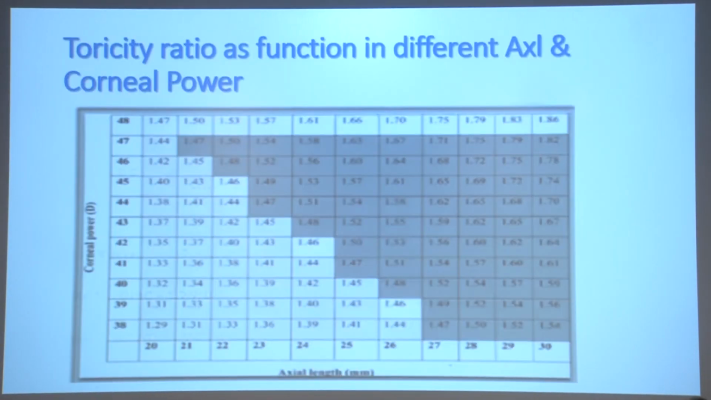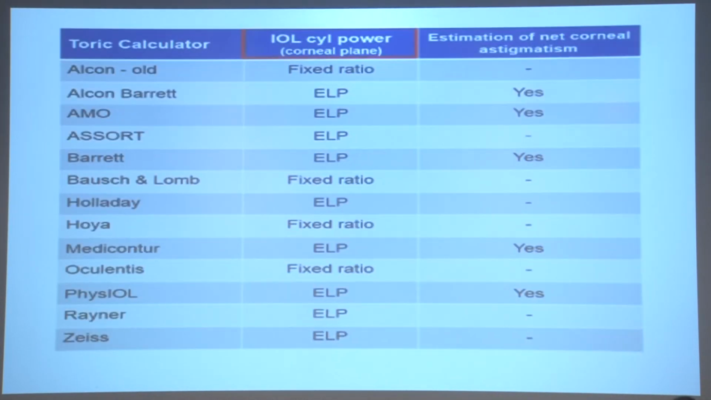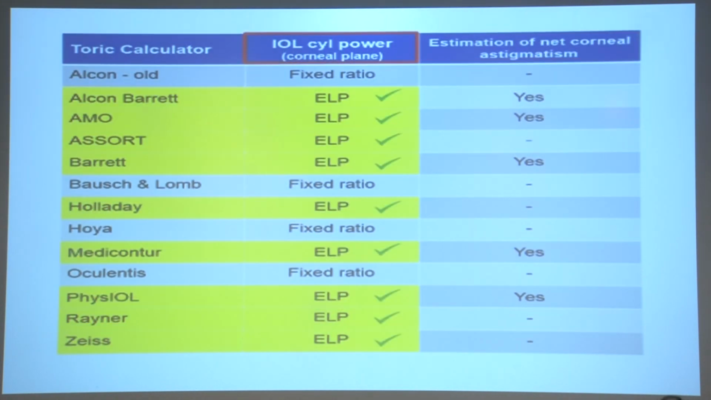So this is the chart. How do you consider the high myopic patients, hyperopic patients? Even the steeper corneas and the flatter corneas also have a different toricity ratio. And this whole thing has been incorporated by the different calculators. So which calculators are incorporating this? These are all the calculators which are considering the effective lens position ratio.